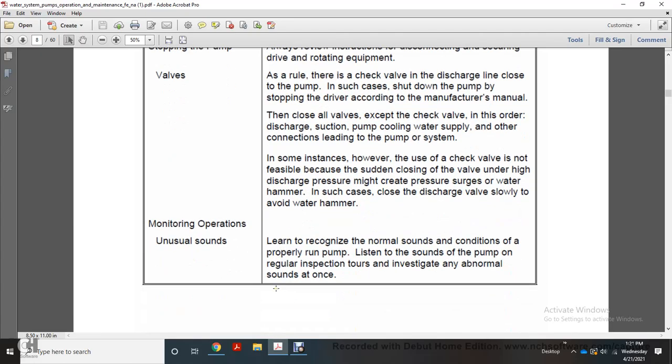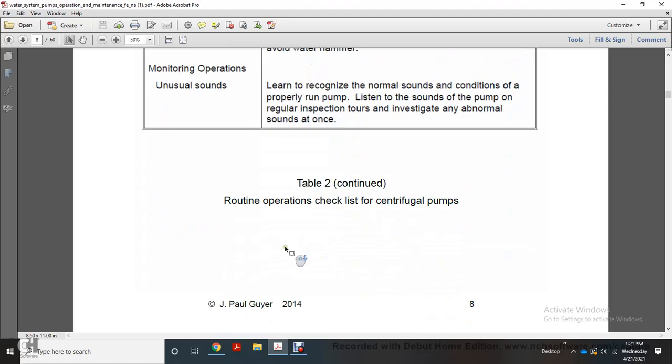Monitoring operations. Unusual sounds. Learn to recognize the normal sounds of a properly running pump. Listen to the sounds of the pump during regular inspection and investigate abnormal sounds at once.